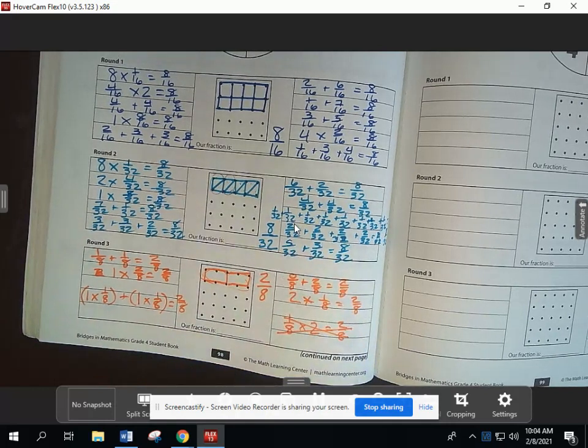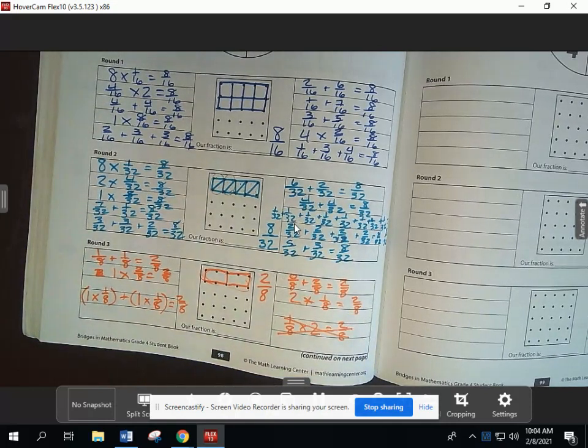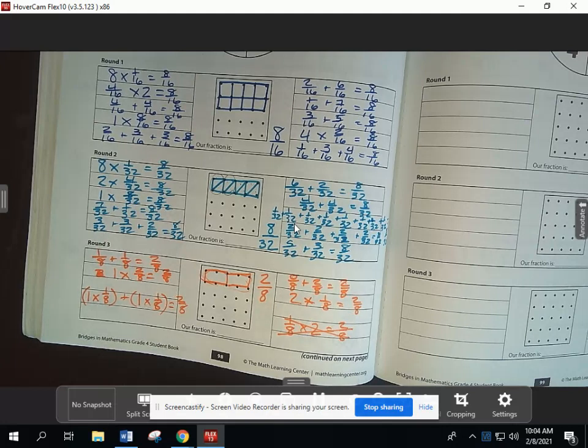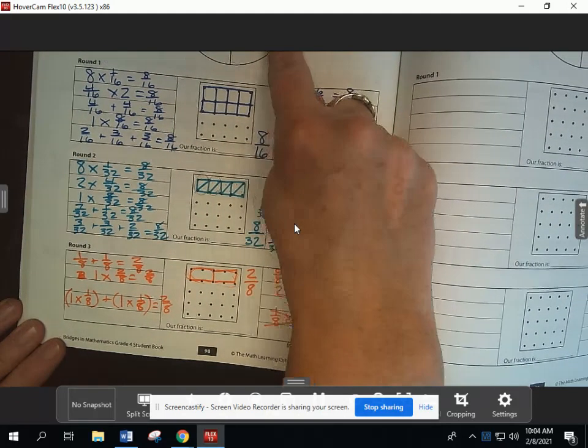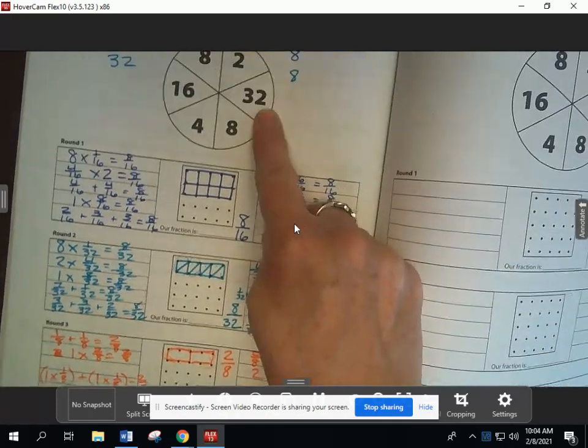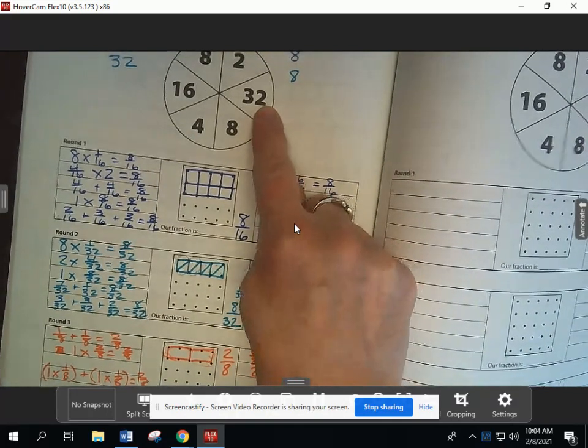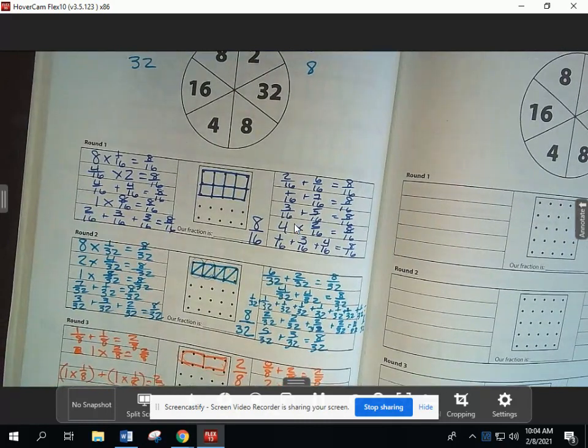Yes, sir? What if you get 30-second? Okay, we have to keep the same denominator. In this game, you have to keep the same denominator. But if you spin a 30-second... Oh, so if you had this is numerator and denominator, that's what we just spun. That would be really hard, wouldn't it?